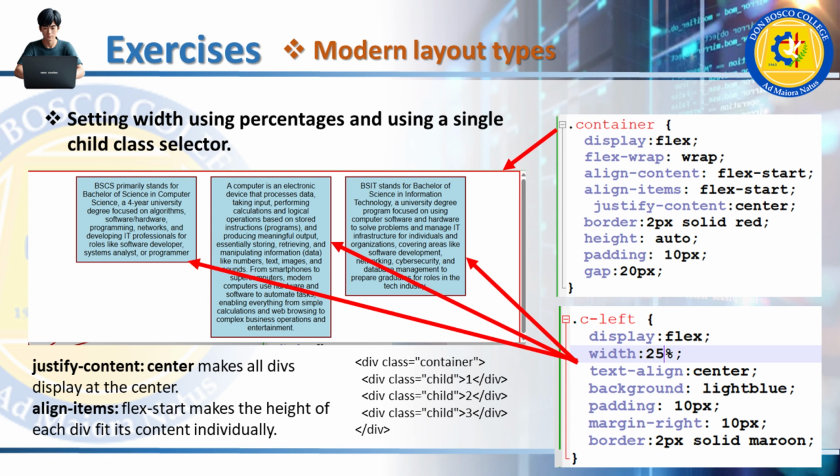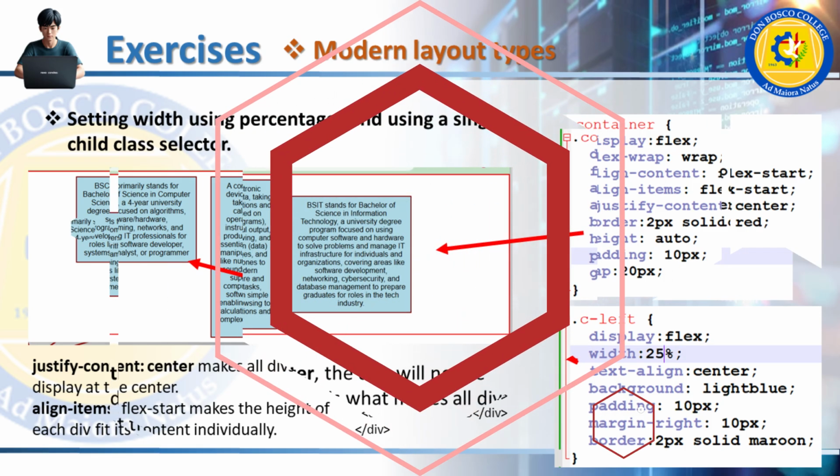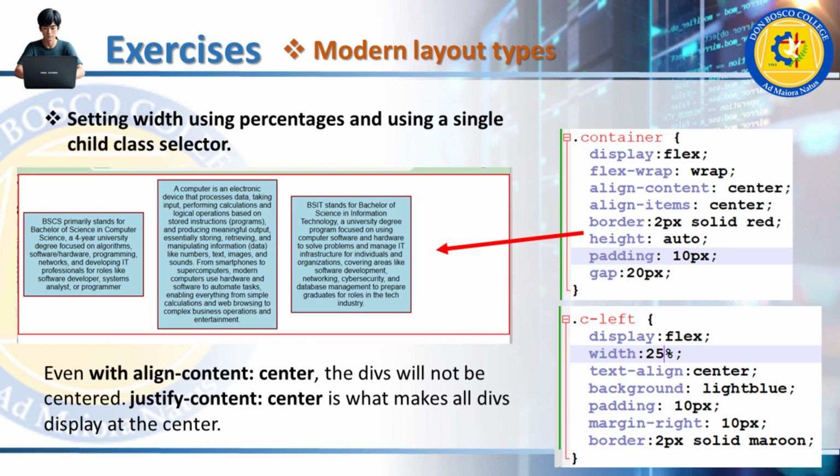In this example, we used a single CSS class for the child elements, but it was applied repeatedly to multiple div elements within the container in the HTML. Justify Content Center makes all divs display at the center. The Align Items Flex Start makes the height of each div fit its content individually. In the next example, we removed the Justify Content property.